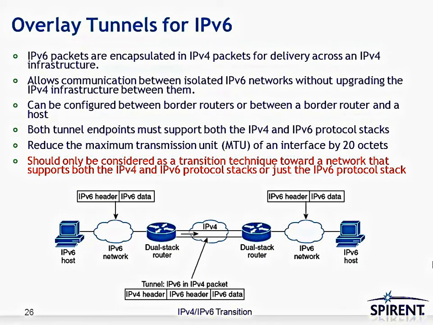With overlay tunnels, IPv6 packets are encapsulated in IPv4 packets across an IPv4 infrastructure. It allows communication between isolated IPv6 networks without upgrading the IPv4 infrastructure between them. It can be configured between border routers or between a border router and a host. Both tunnel endpoints must support both IPv4 and IPv6 protocol stacks. In other words, they need to be dual stacked. They also have maximum transfer unit issues to keep in mind, as we discussed earlier.